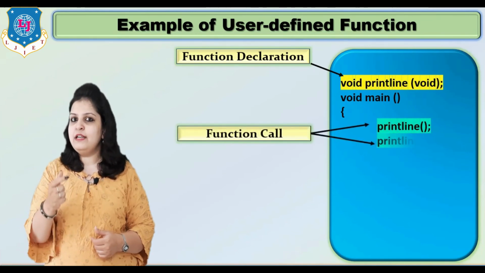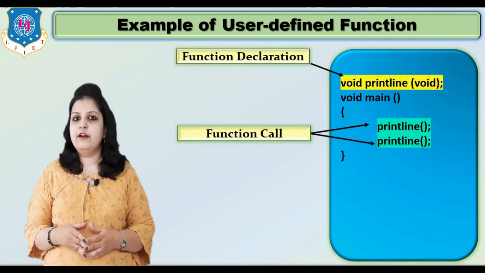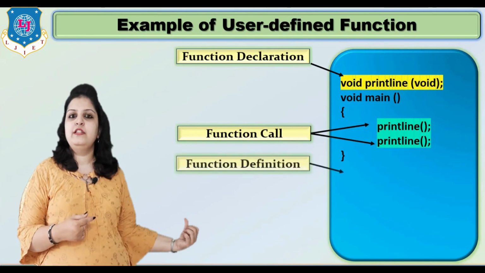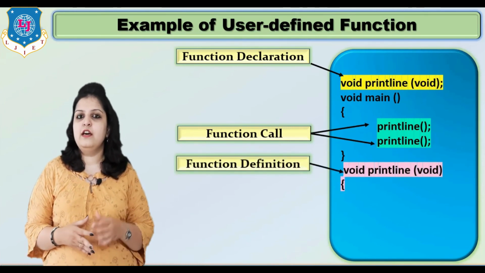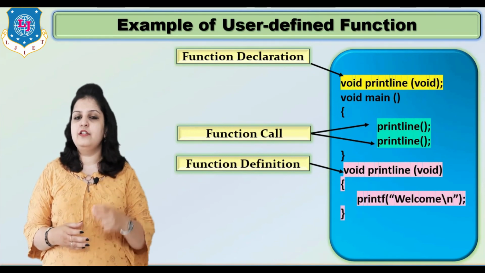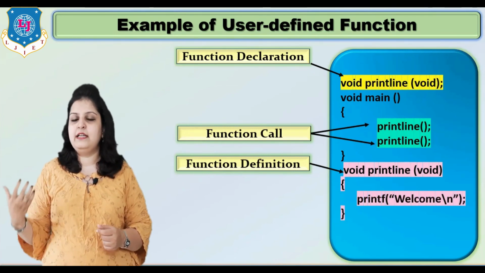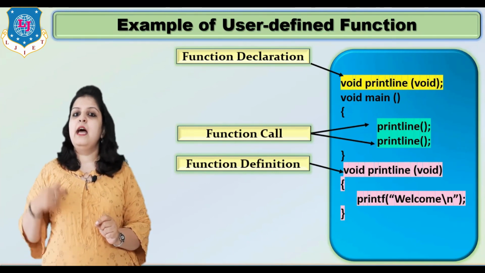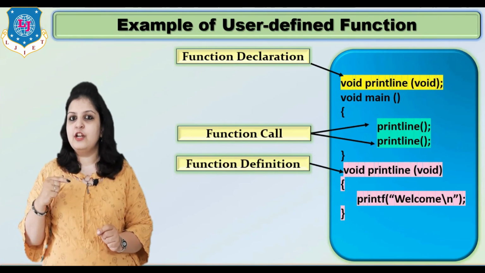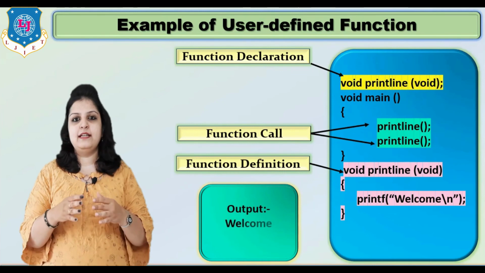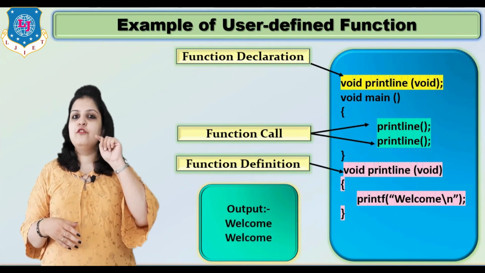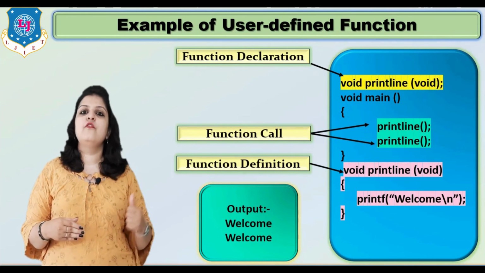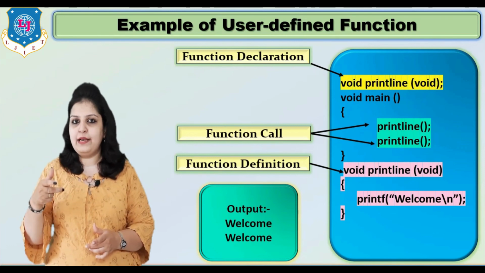So let's see how it will execute. The first time the function is called, our control directly goes to the function definition. The function definition is after the main section. You can see here void println void, and in that function I have defined only one printf statement, that is welcome. So when control goes to the definition, welcome is printed one time, and control goes back to the main section. Now move to the second statement. In the second statement I am again writing a function call. So again it goes to the function definition, and welcome is executed again. So we get the output welcome 2 times.